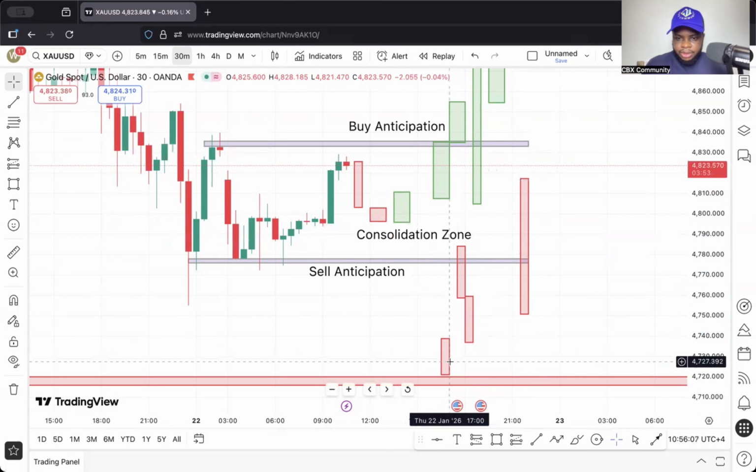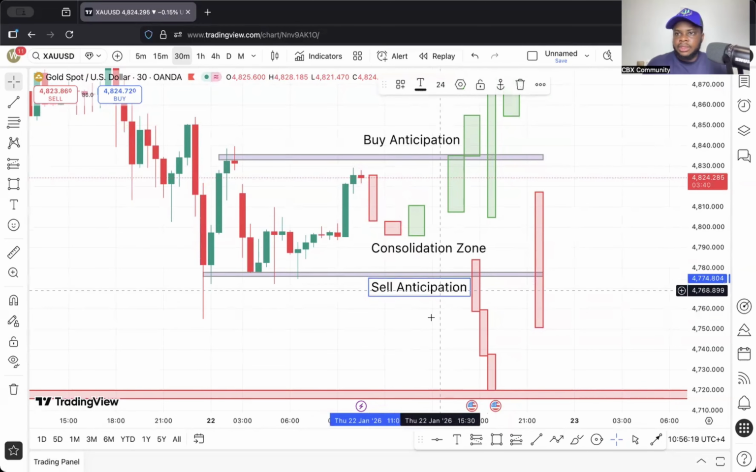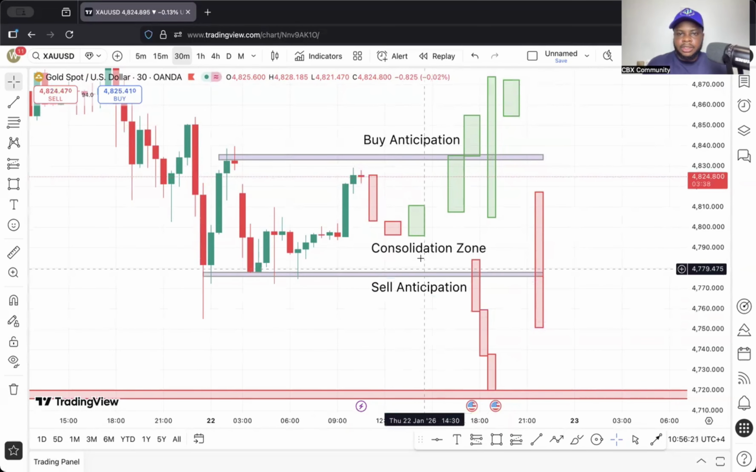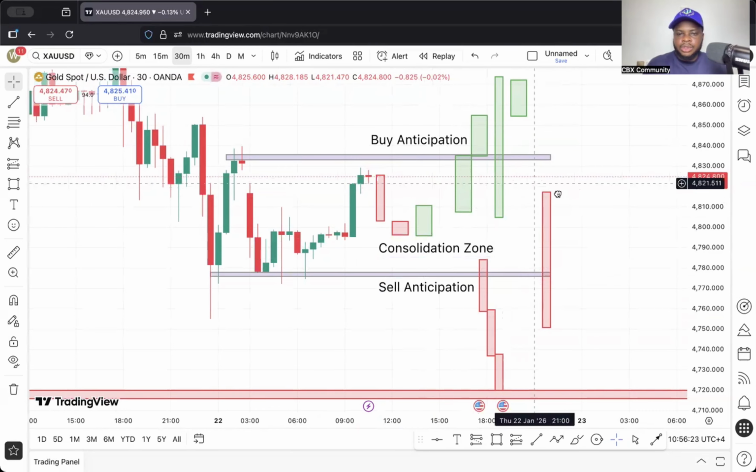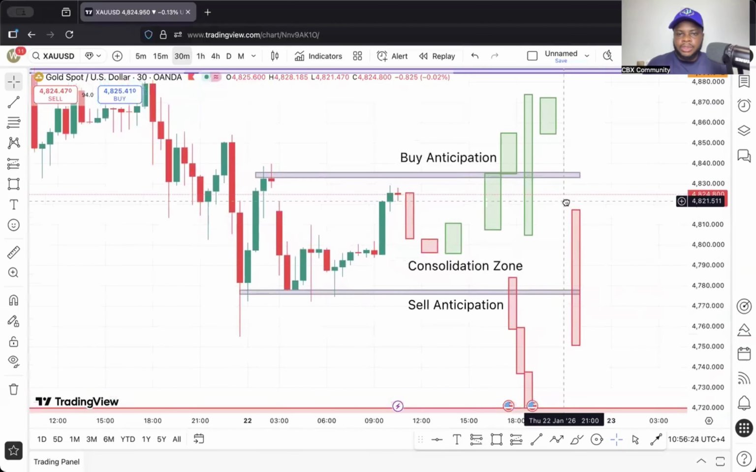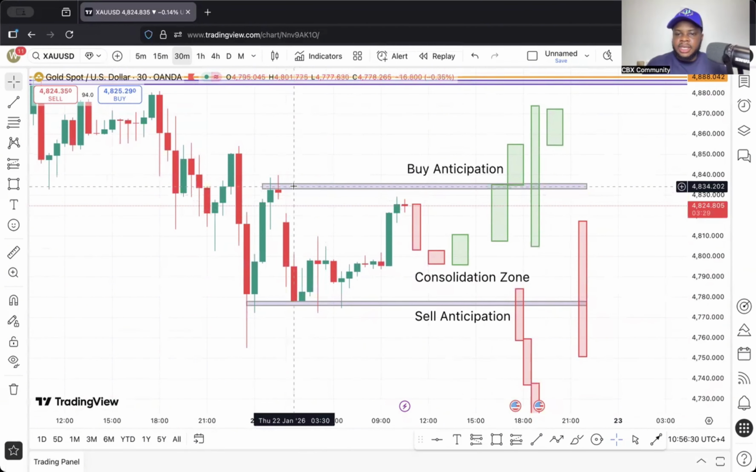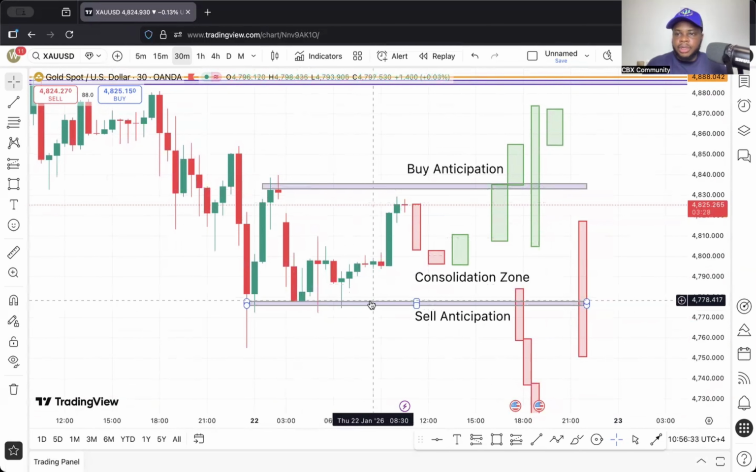So our sell anticipation is here. In the next 4 minutes is London open. So we are anticipating volume to come to the market so that we'll be able to have a bullish candle that will close above this resistance zone and a bearish candle that will close below this support zone. But with the next candle, we have to break the high of the candle or break the low of the candle for the candle to continue to go up or to continue to come down.